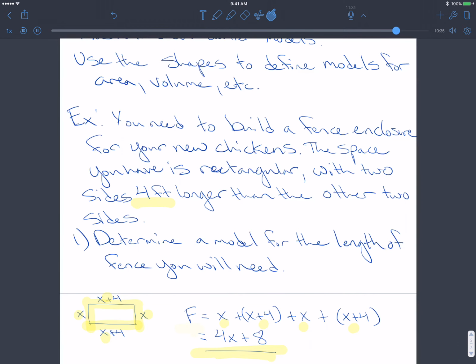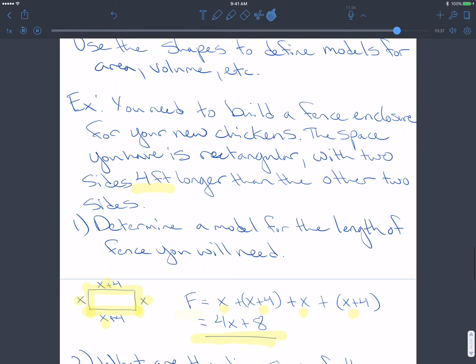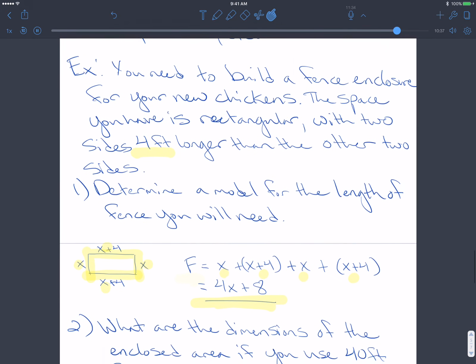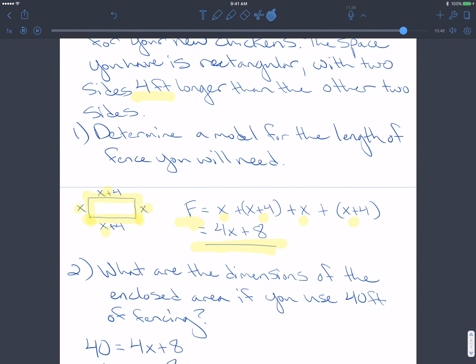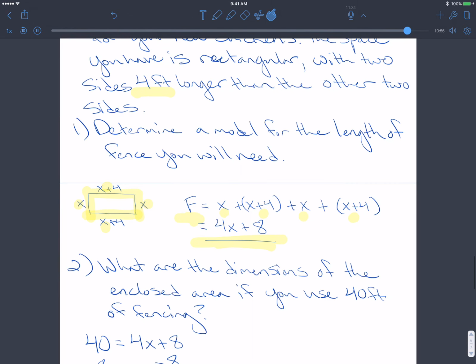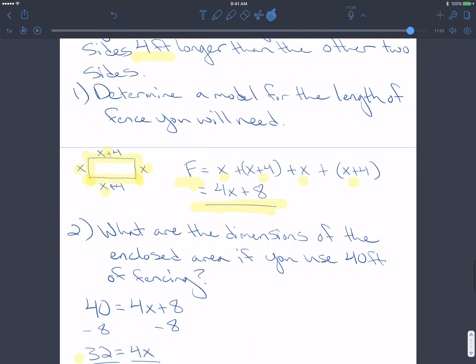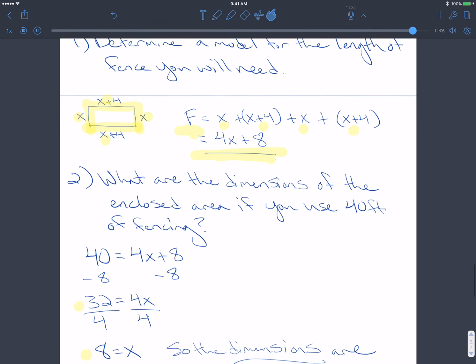Now, from that model, I can ask a question like, what are the dimensions of the enclosed area if I use 40 feet of fencing total? That means that F, which we defined in our model, is going to be 40. So 40 is equal to 4x plus 8, and I just need to solve for x. I subtract 8 from both sides, and we get 32 is equal to 4x. We divide both sides by 4 to get 8 feet.